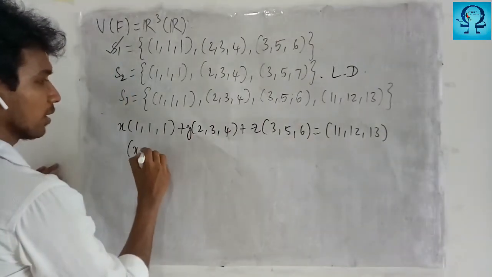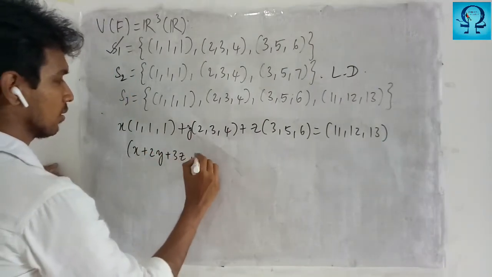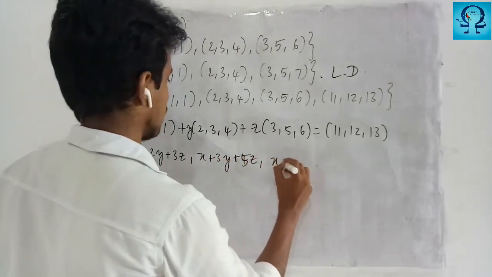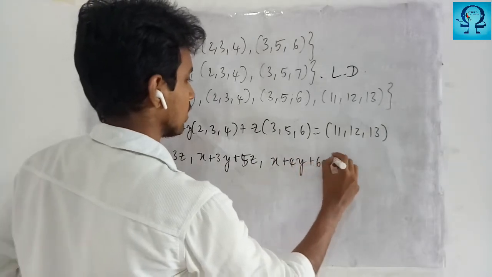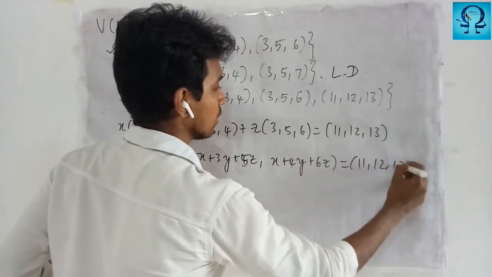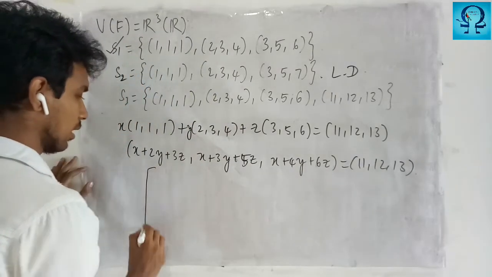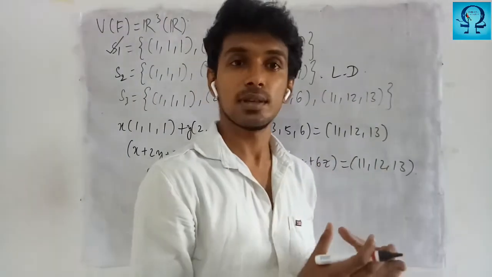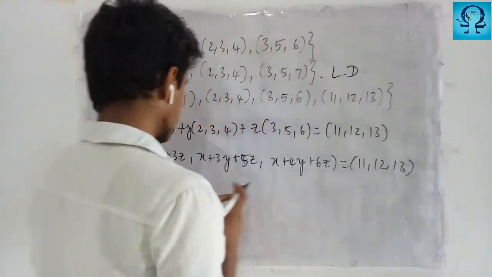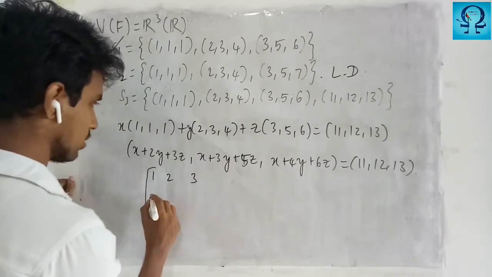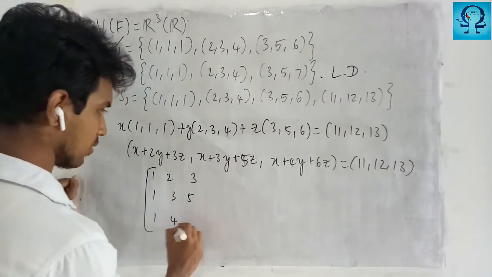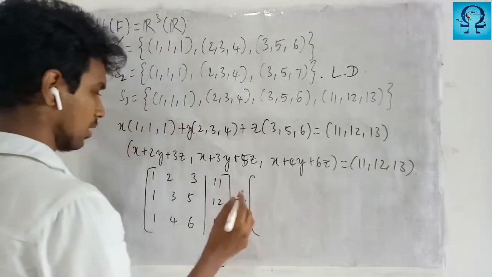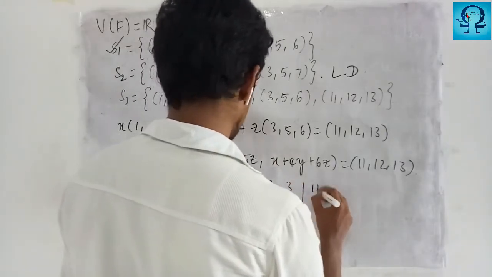So this is going to give me x plus 2y plus 3z, x plus 3y plus 5z, x plus 4y plus 6z, and is equated to 11, 12 and 13, right? So now you are getting a non-homogeneous system of 3 equations with 3 unknowns. So if you write the augmented matrix, you will have these things, right? Now let us try to find the equivalent matrices of this to find the rank.